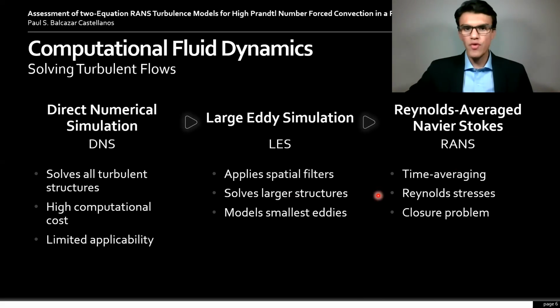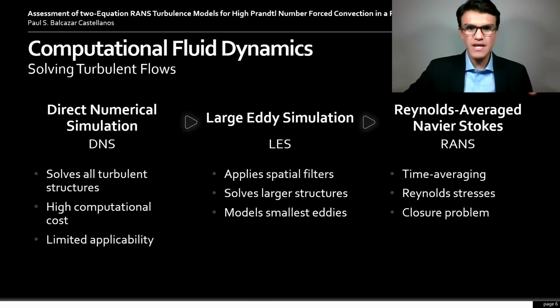They add Reynolds stresses to the equations, which means that now there is a closure problem where there are more variables than there are equations and the system cannot be solved. So what RANS models do is they add equations to the system to close it. Although these are very popular methods, their applicability to high Prandtl number flows is still limited, and it requires further studies to determine how they will perform.